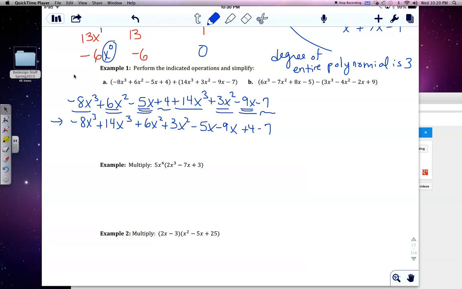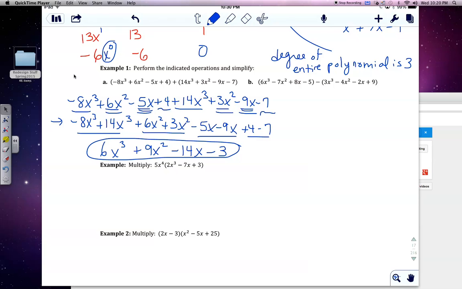So now I combine these two terms here, and I get 6x to the third. These right here I get plus 9x squared. These two terms I get minus 14x, and these two terms I get minus 3. So there's my answer right there. So again, when you add polynomials, you just go ahead and drop those parentheses.